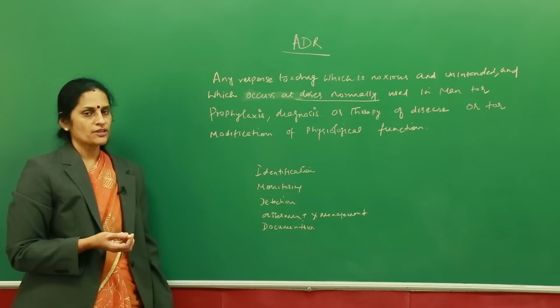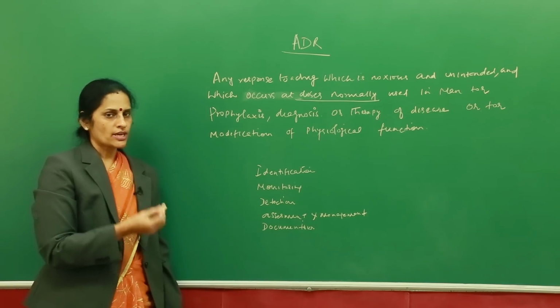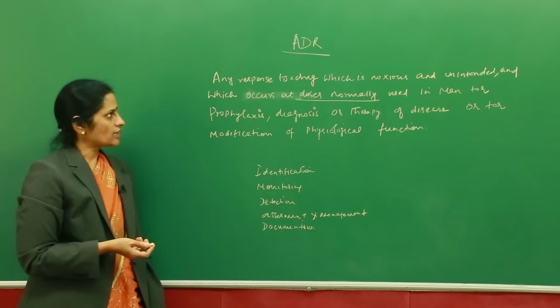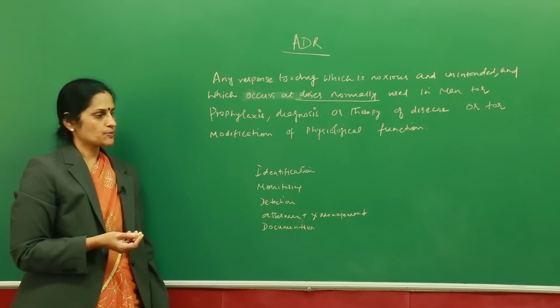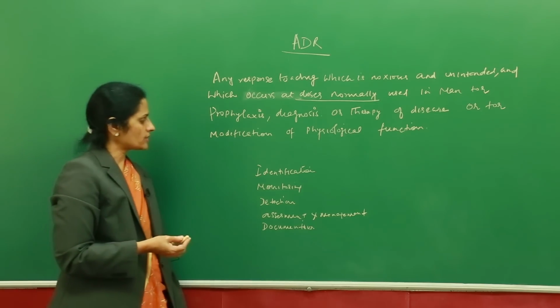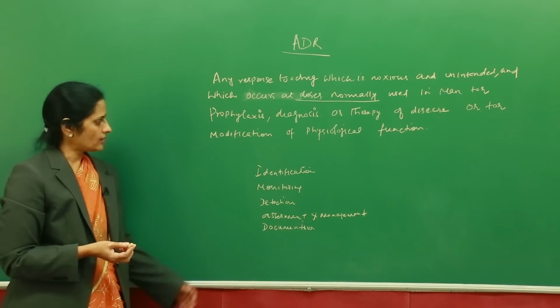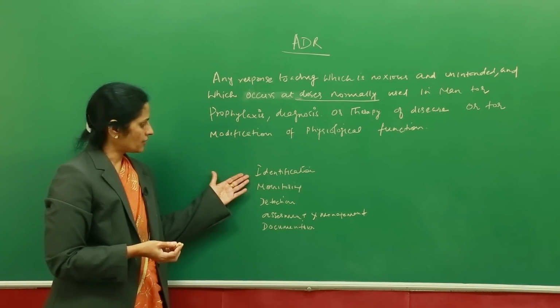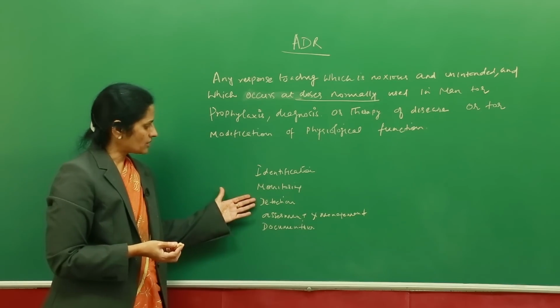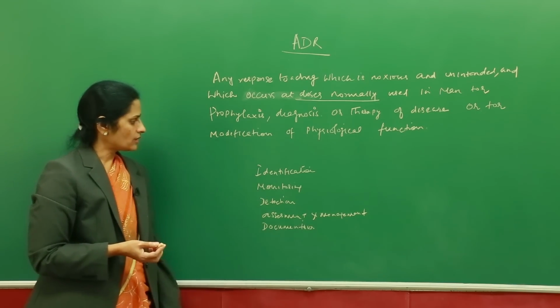It is the responsibility of the clinical pharmacist to check whether the patient is showing any particular ADR towards whatever drug is being prescribed. First of all, what are the steps involved in monitoring ADR? There are various steps like identification and monitoring, detection, assessment and management, and then documentation.